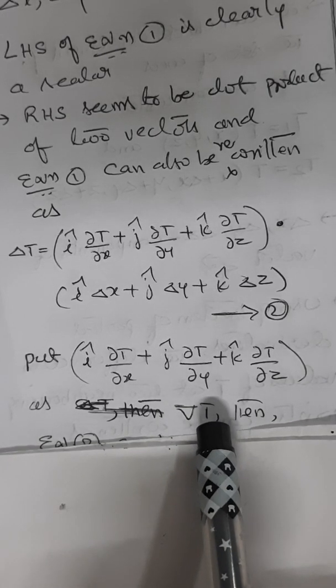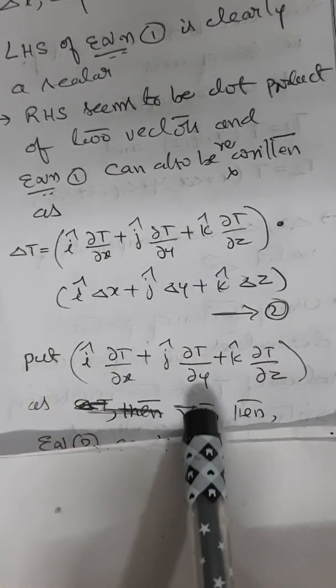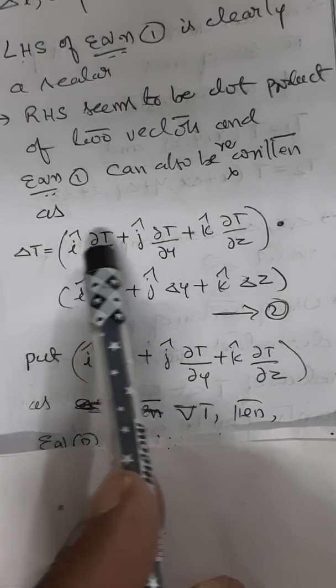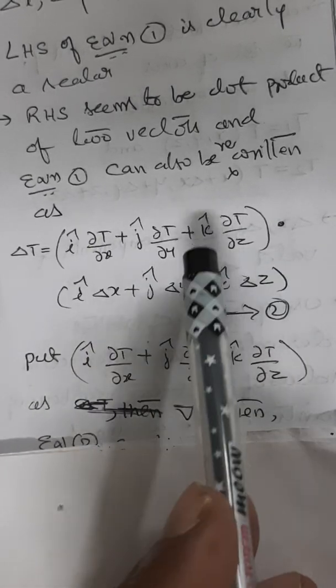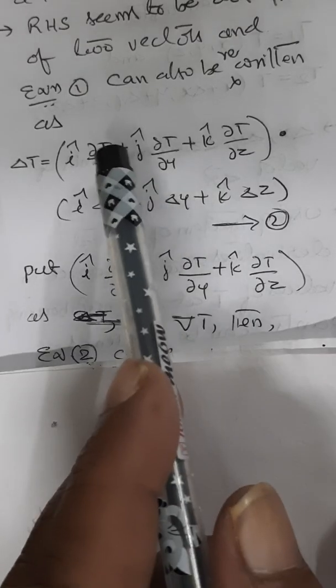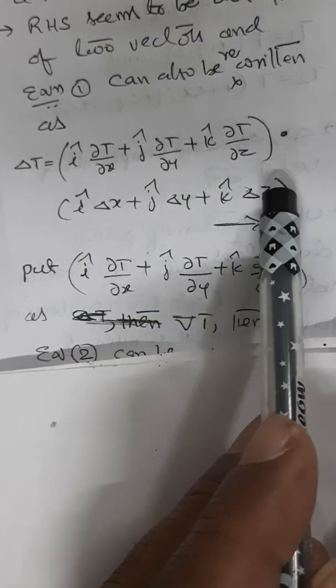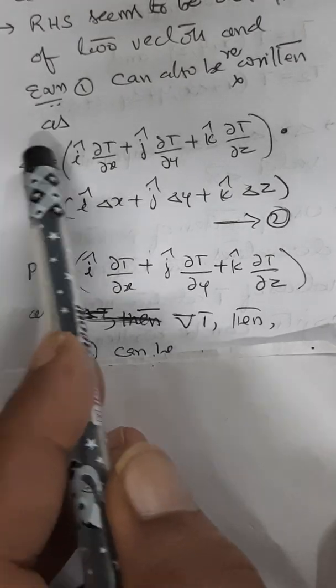Del operator I am using. So when you are using the del operator, delta T is del T dot something. Therefore, for this term, if you put the del operator and represent it as del T, then this equation can be noted as del of T dot something. Therefore, delta T, don't get confused. This is the temperature difference.